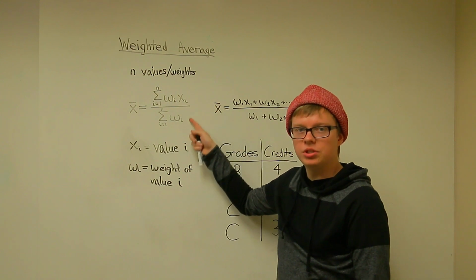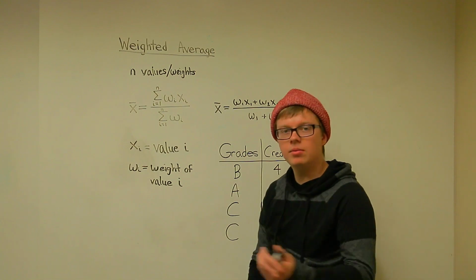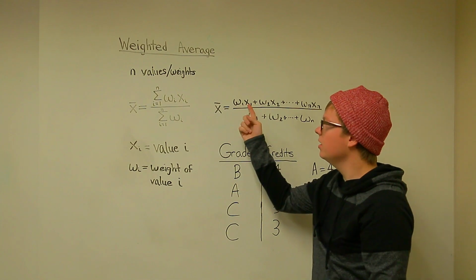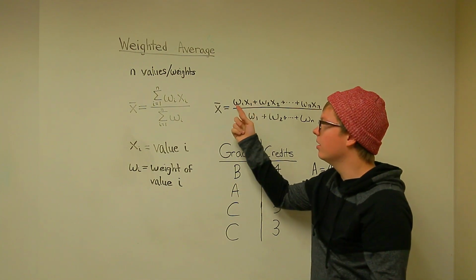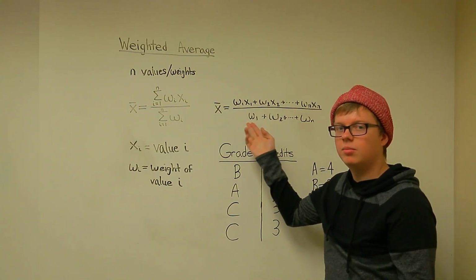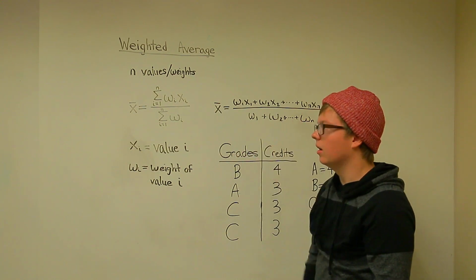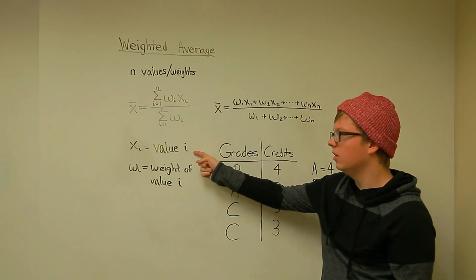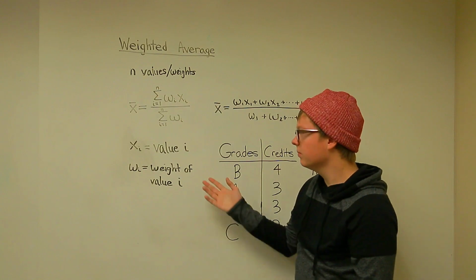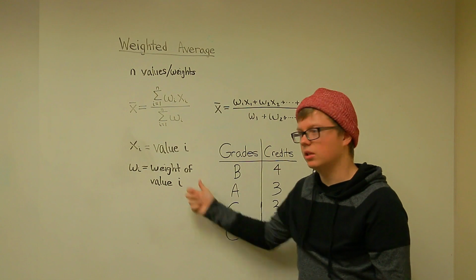Here's the formula using summation notation. An easier, maybe more intuitive way to look at it is right here. What you do is you multiply your x values by their weights, you add all of those up, and then you divide by the sum of the weights. So you add up all the weights, divide by that. In this notation, the x's are just the values that you're averaging, the w's are the weights, and each x value has a weight that goes with it.